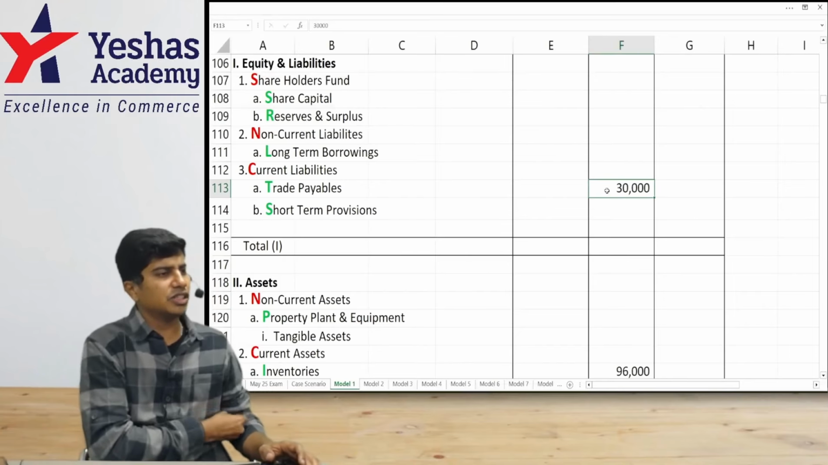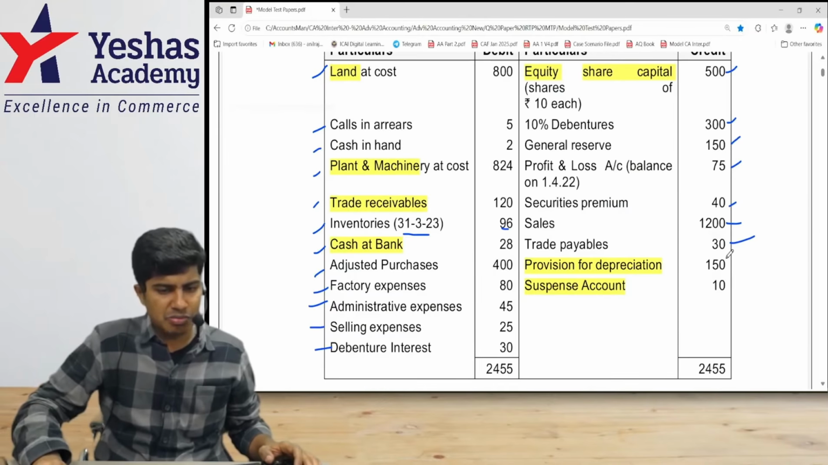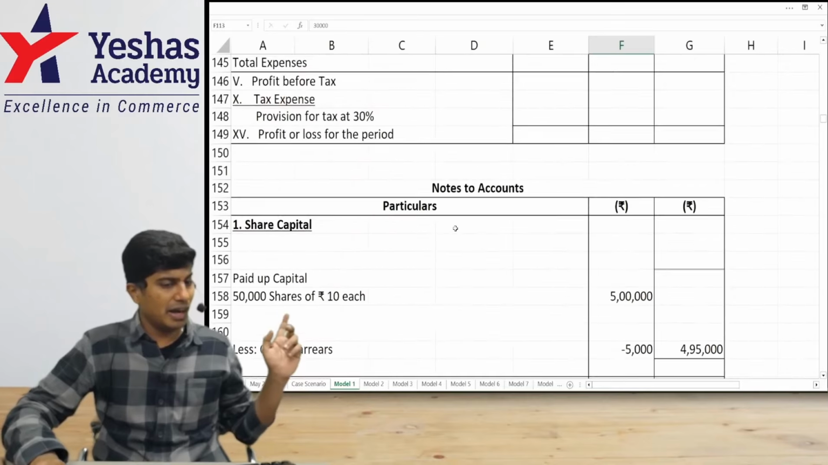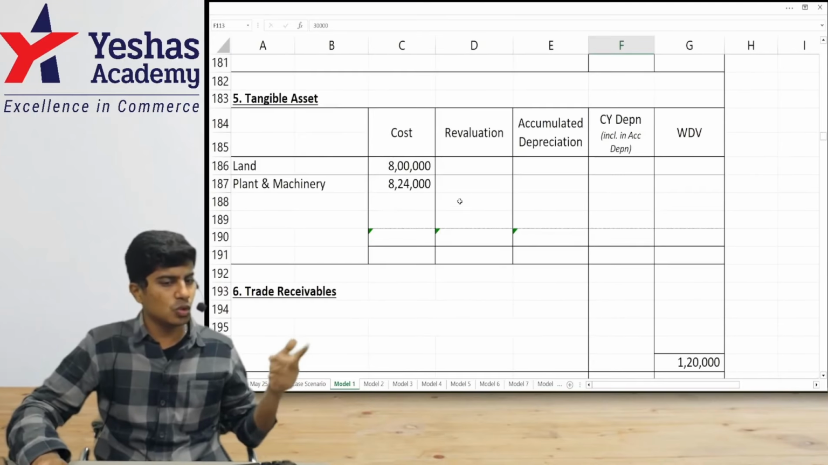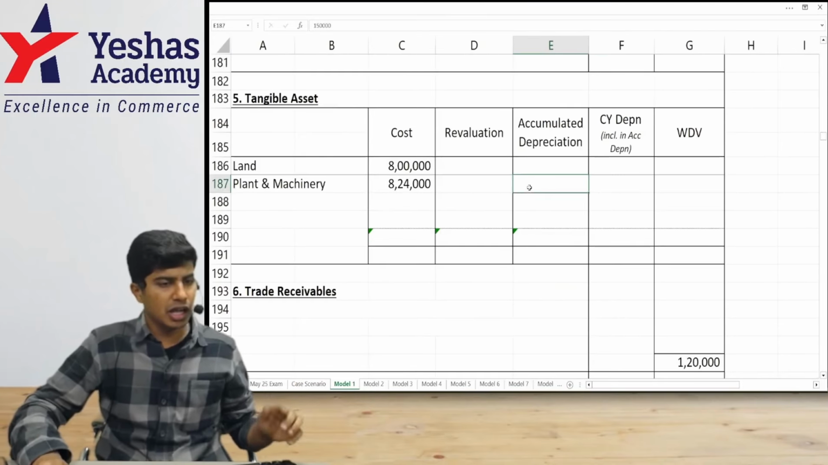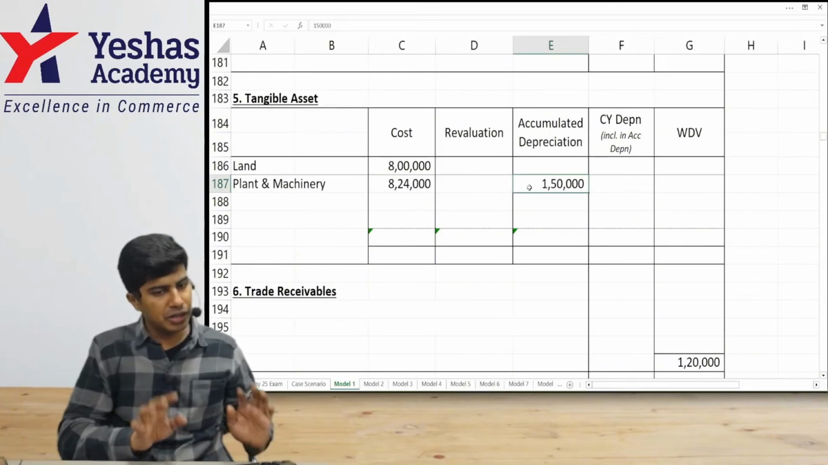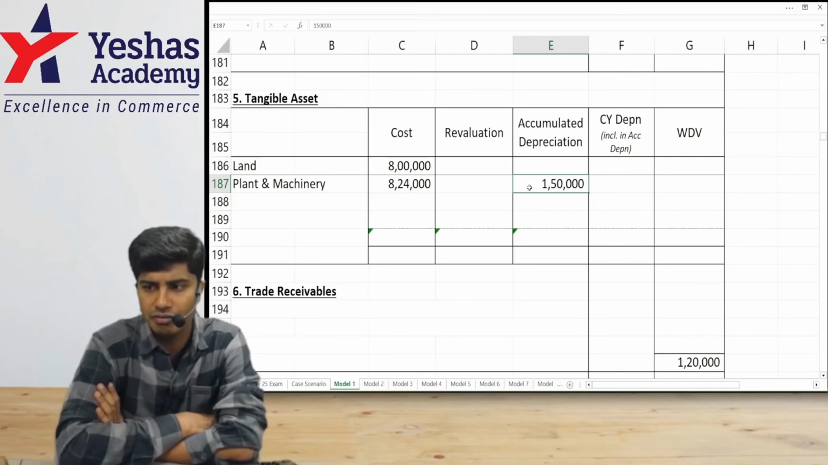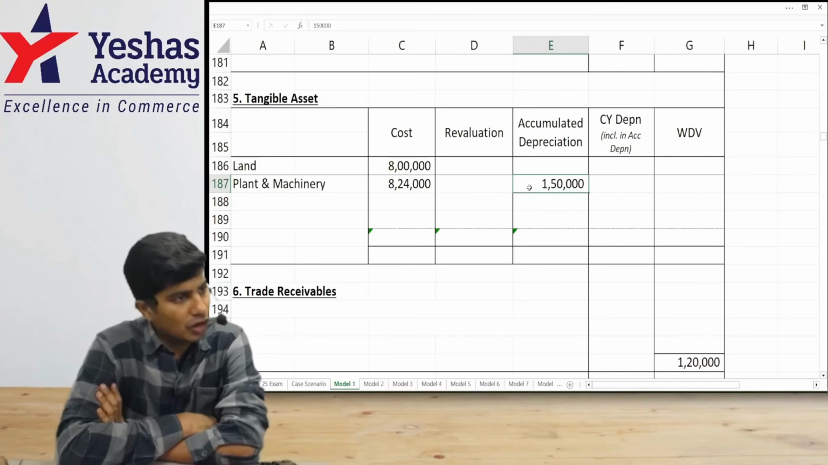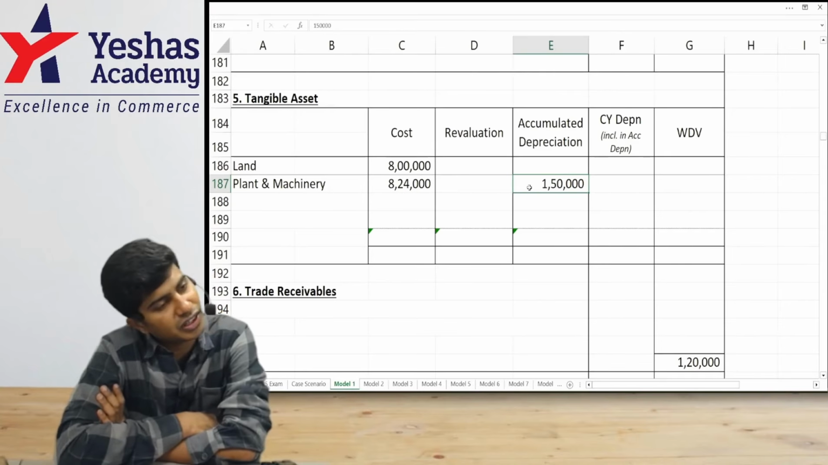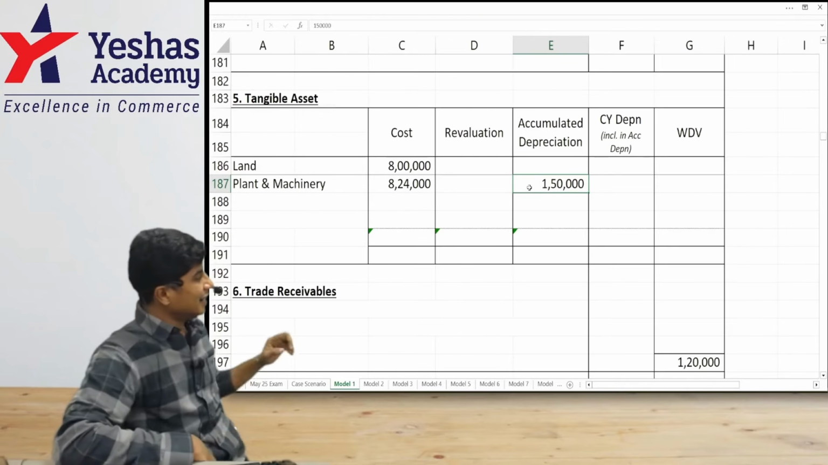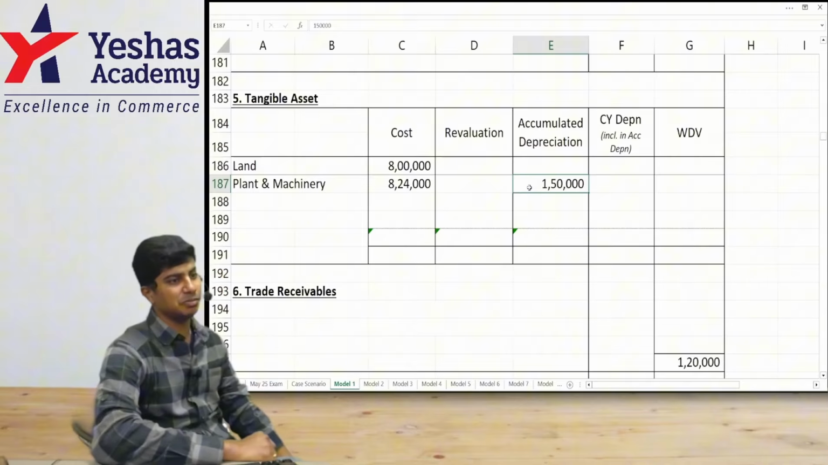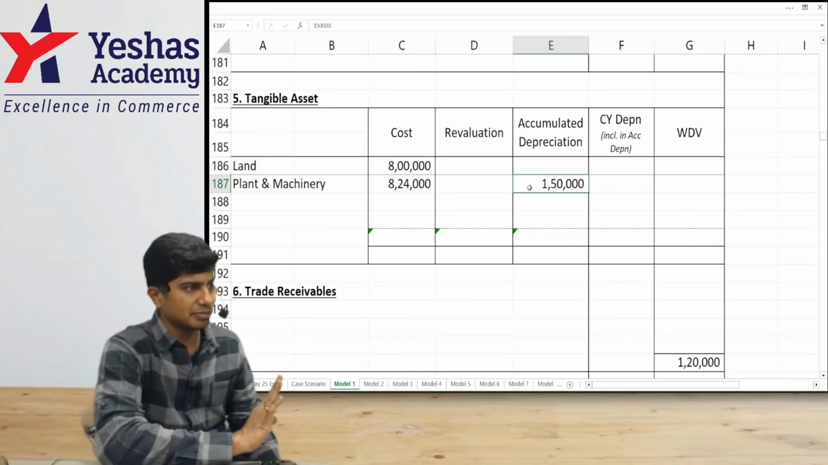What's after this 30,000 trade payables? Next, I have provision for depreciation 1 lakh 50,000. This is on that plant and machinery. We had opened this notes to accounts previously, plant and machinery. Accumulated depreciation at the beginning is 1 lakh. There is one sale of machinery which is not recorded, which we will adjust, then provide for current year depreciation, then identify the closing accumulated depreciation, deduct it from the original cost, identify the closing WDV, that would go to the balance sheet PPE. So for now, wait.